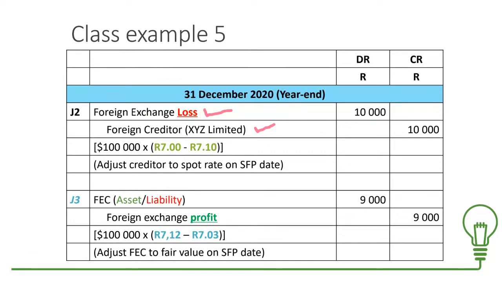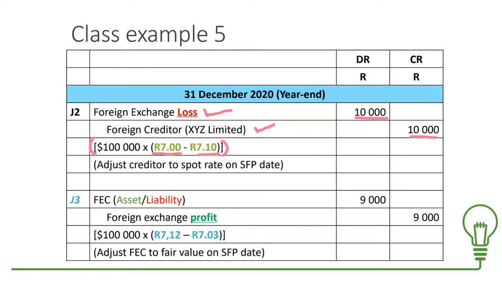And notice we're using the spot rates here. We're saying it's moving from 7 Rand to 7 Rand 10 cents, and therefore we've made a loss of 10,000 Rand. Now remember, you're only able to use this type of calculation when we are doing direct rates only. Someone's asked, can I say creditors control instead of foreign creditor?